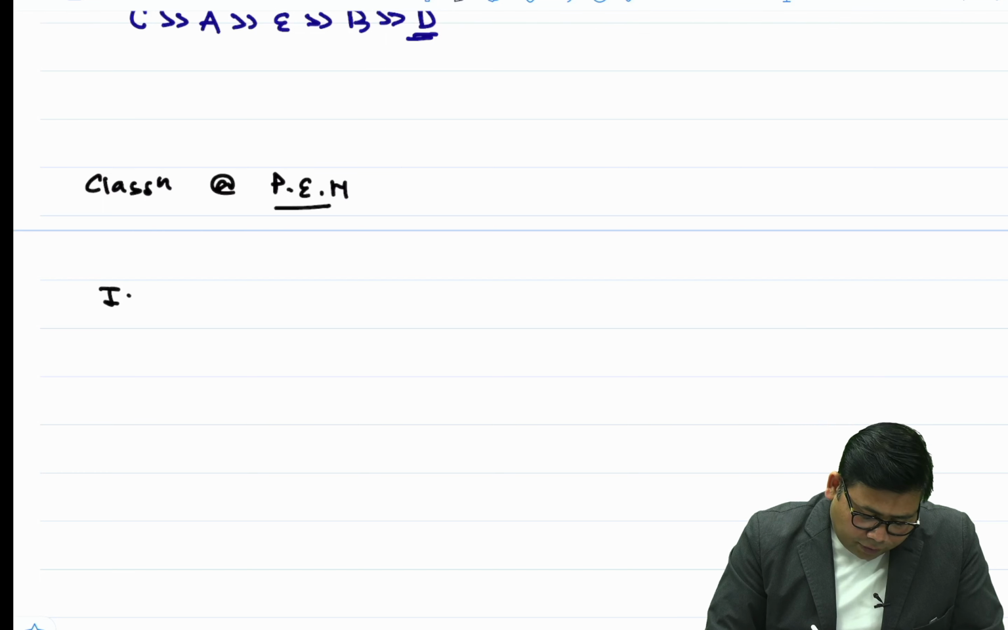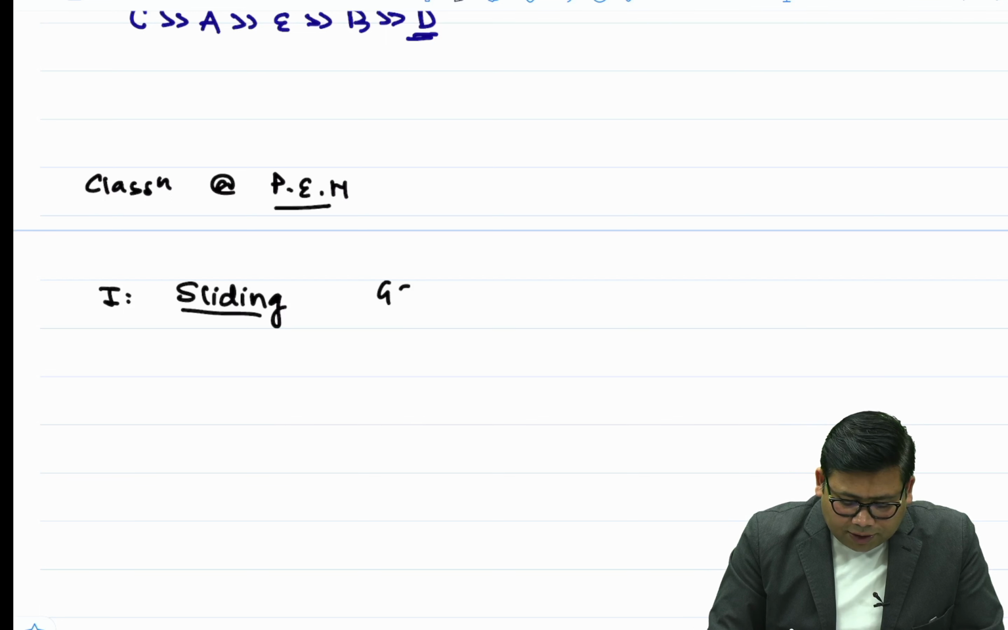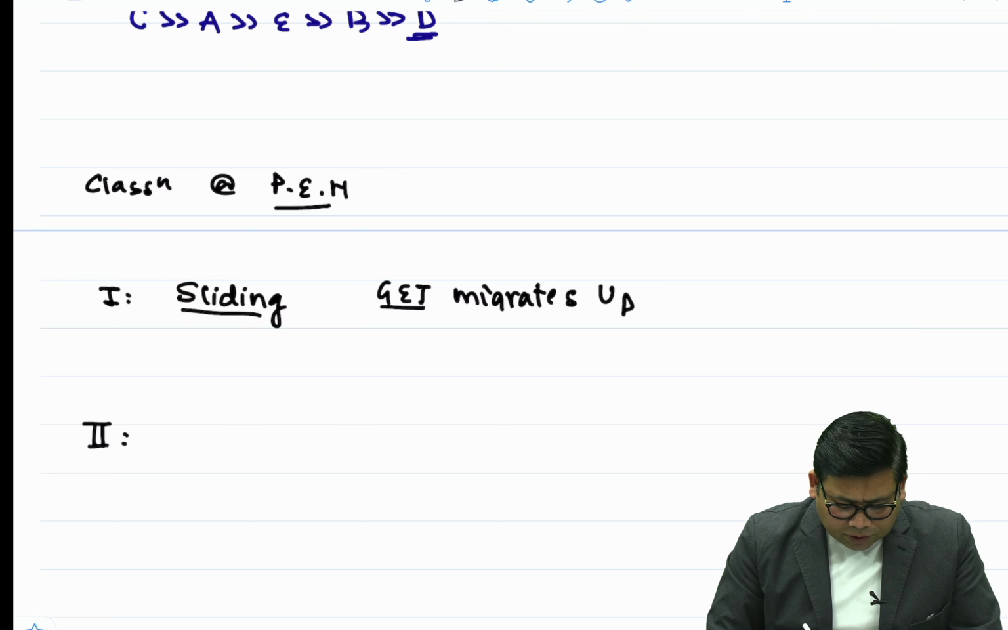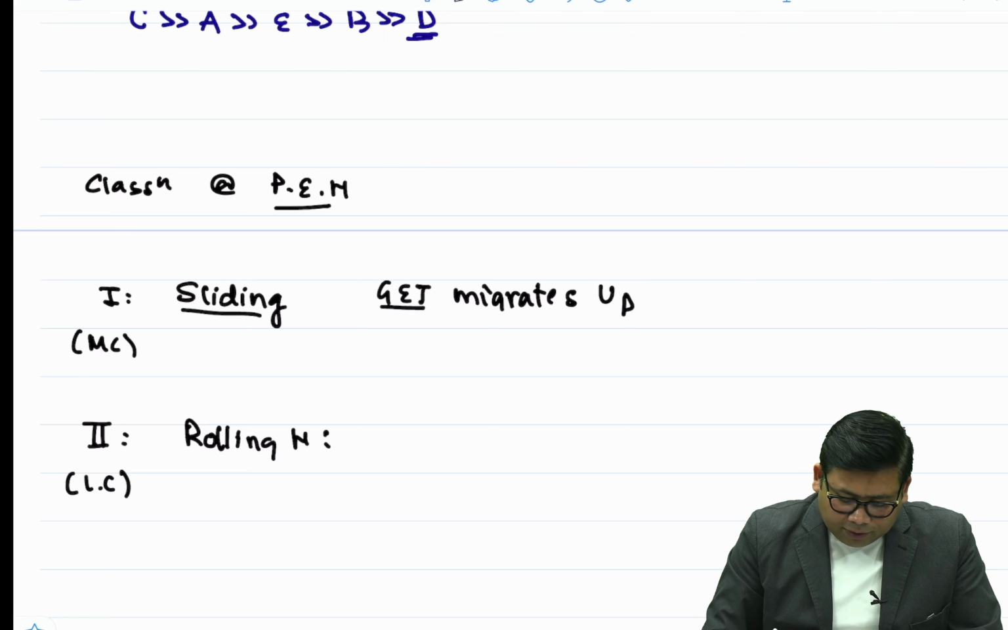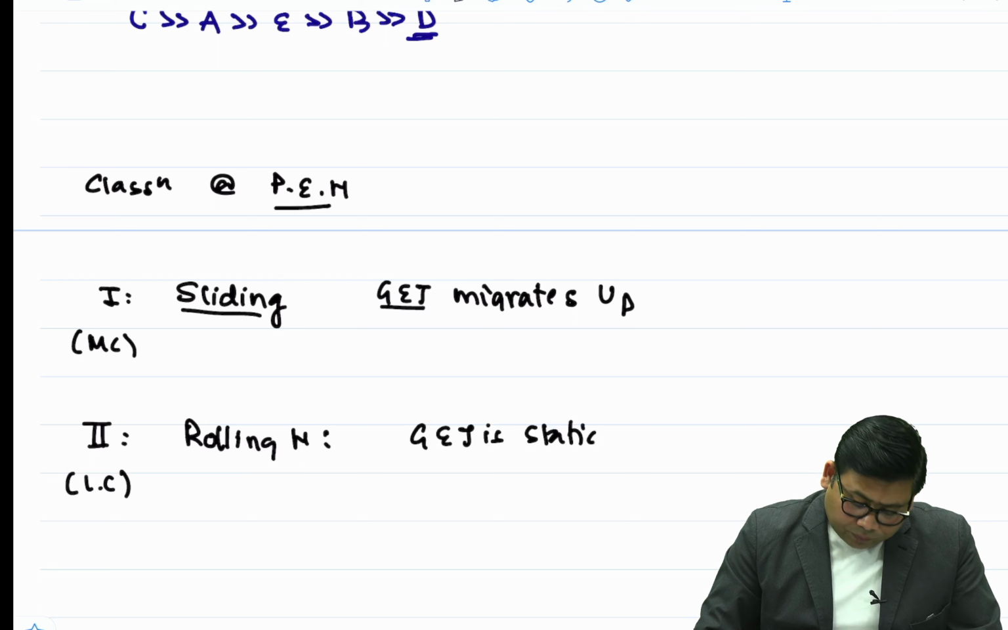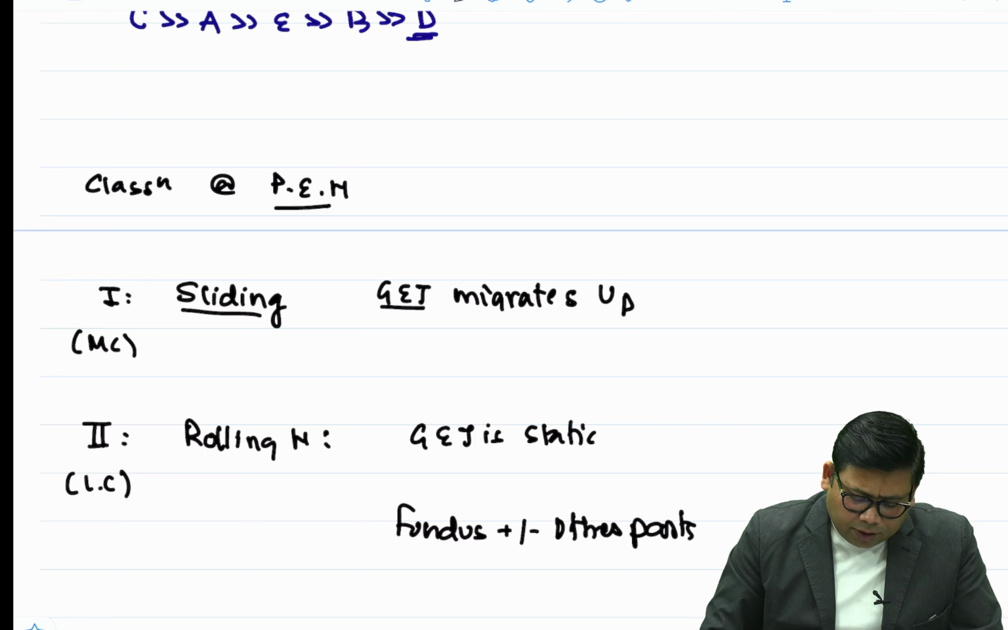So we have type 1, which is sliding hernia. I am not going to repeat it. In sliding hernia, the G junction migrates up. In type 2, which is known as rolling hernia, type 1 is the most common, type 2 is the least common. Rolling hernia, what is that? The G junction is static. The fundus plus minus other parts, that is generally the body, they migrate up.